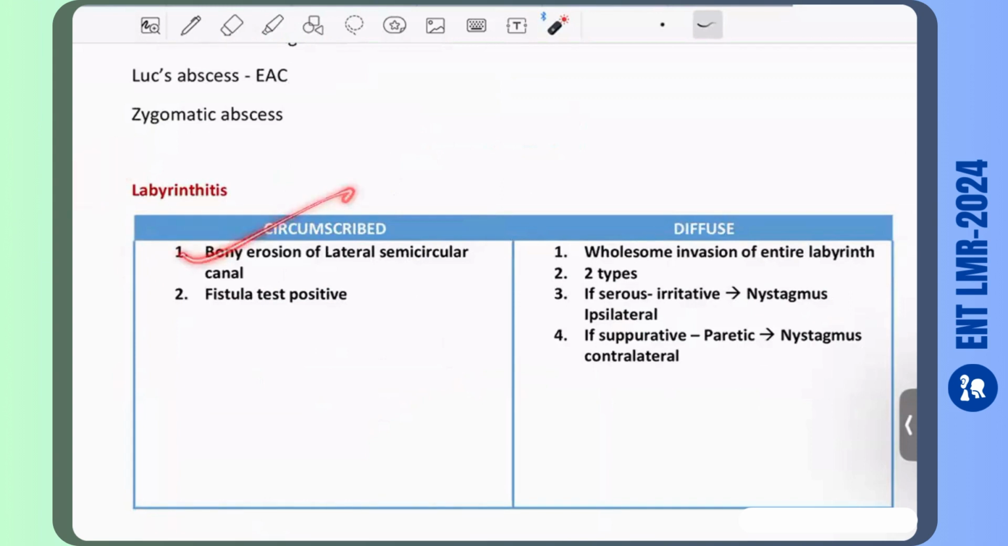One is circumscribed, second one is diffuse. If it is circumscribed, very little surface area, Hennebert test will be positive. If it is diffuse, there will be entire erosion or destroying happening in the labyrinth as a whole.